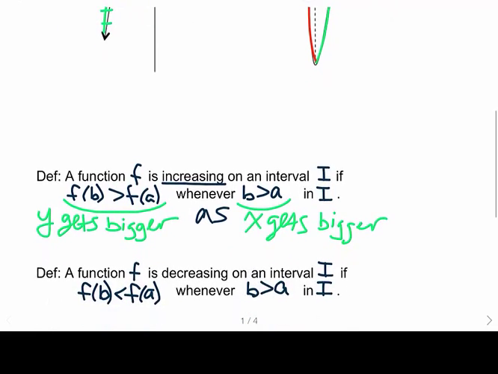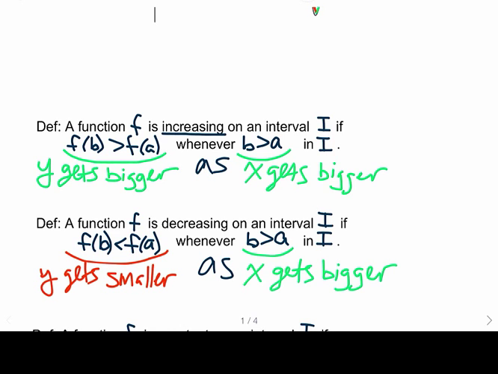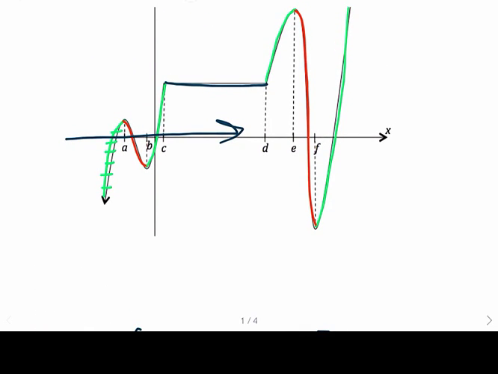We have an analogous definition for a function decreasing on an interval. f is decreasing on an interval I if f(b) is less than f(a) whenever b is bigger than a in the interval. And again, if normal people were speaking, they would say y gets smaller as x gets bigger. And we can again see that in the graph above between, say for instance, E and F. As x is getting bigger along the x-axis, the function values are getting smaller and smaller. That is, they are decreasing.